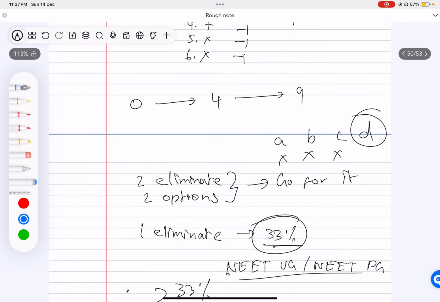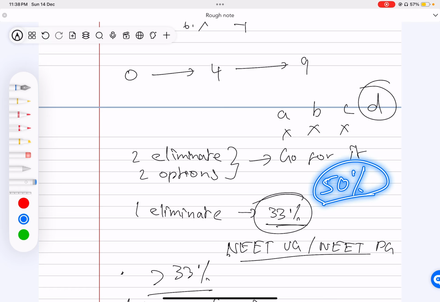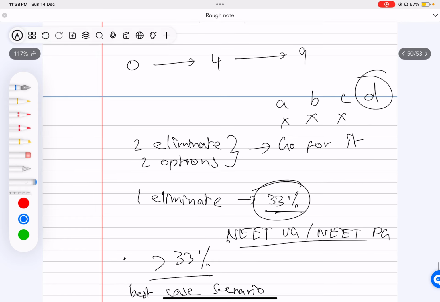If you can eliminate 2 options, just go for it. It is always a positive trade. A 50% gamble is a good gamble in this case. Specifically in this case, it is good.